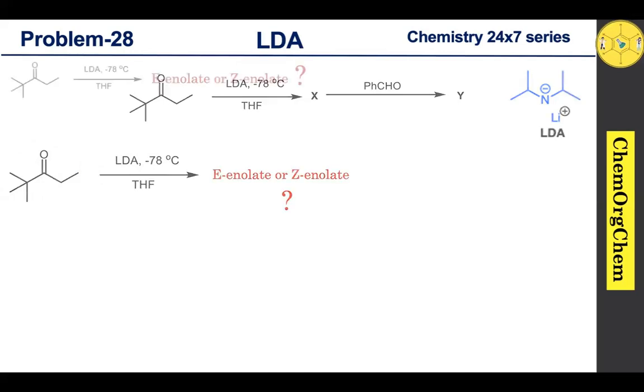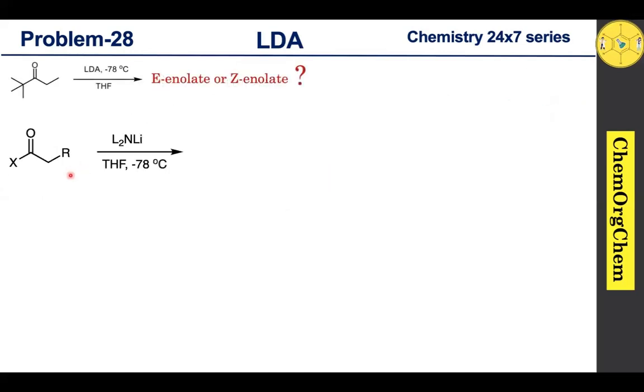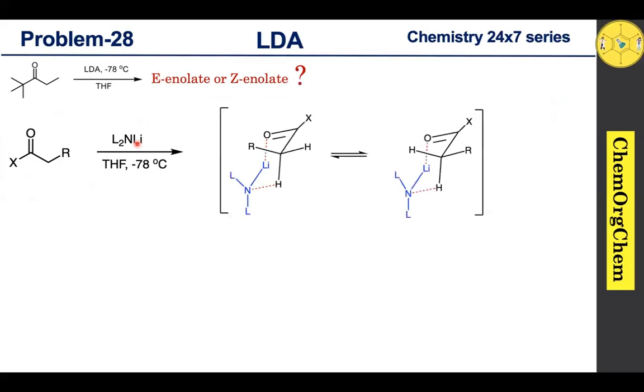So now consider this reaction. In this example, X means some substituent, and R also represents some substituent. When you use bases like LDA, we already know that LDA can take the proton through a six-membered cyclic transition state. In that six-membered cyclic transition state, two six-membered cyclic transition states would be possible. Here you see the first six-membered chair-like transition state.